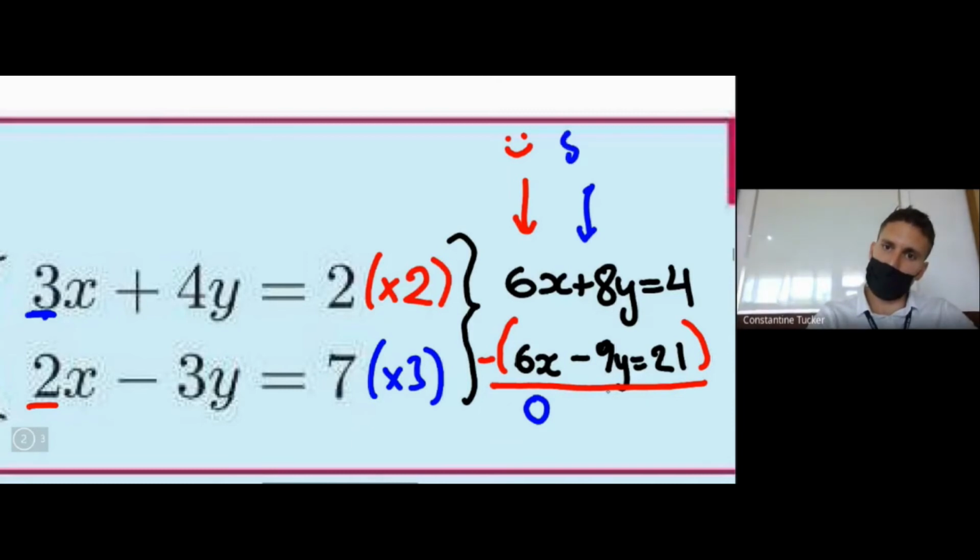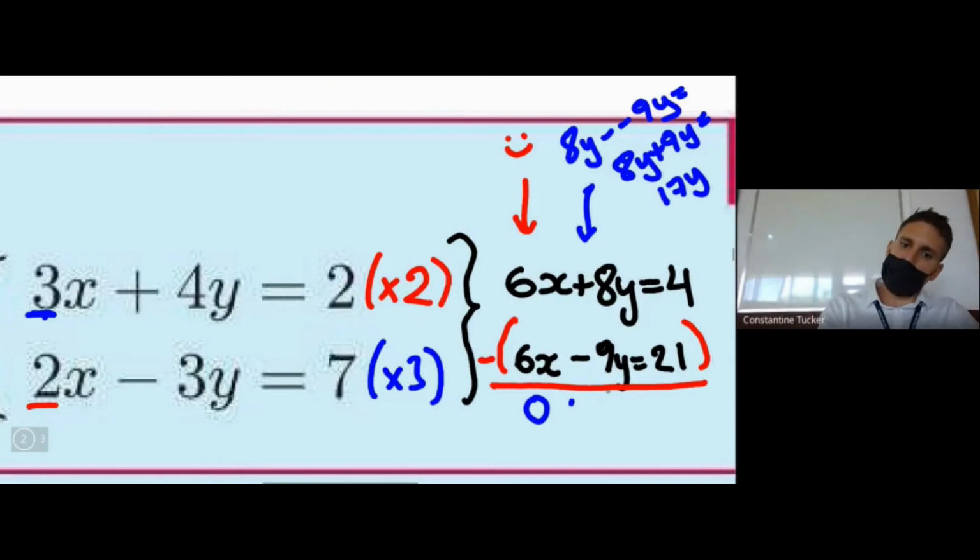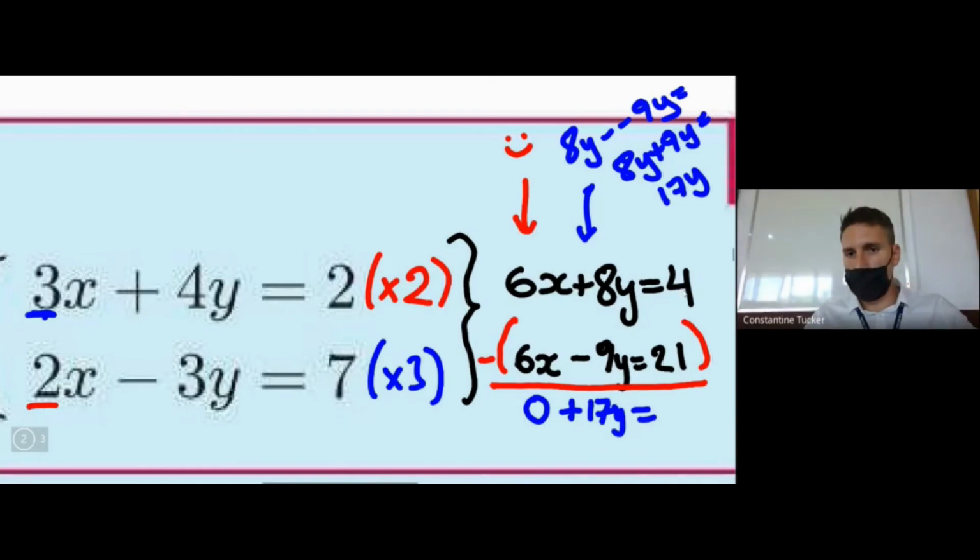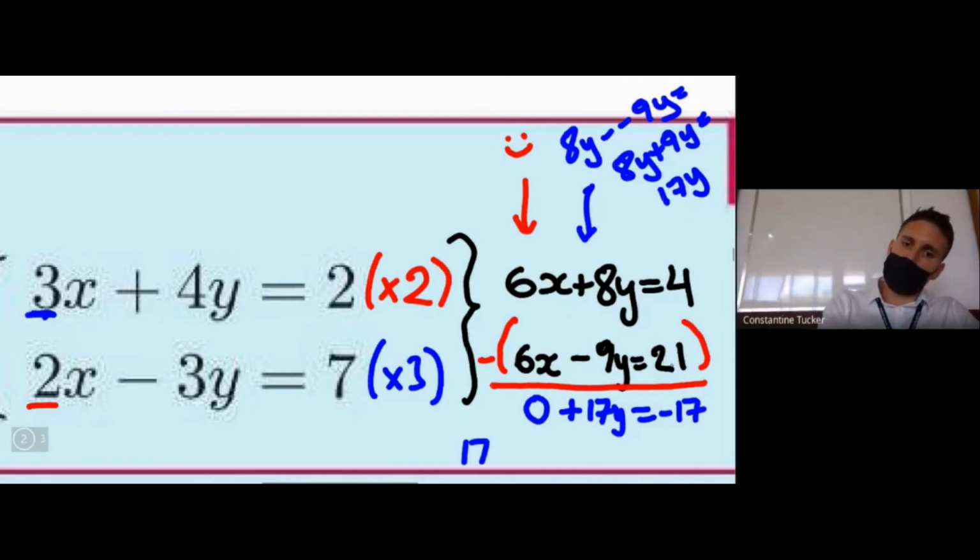Let me write it down. So we had 8y minus 9y, which became 8y plus 9y, which becomes 17y. So here we have plus 17y. That is what we get on the left-hand side. So let's move on to the right. What is 4 minus 21? Careful. Minus 17 is correct. So we have 17y is minus 17. So what does that mean about y? What is it equal to?